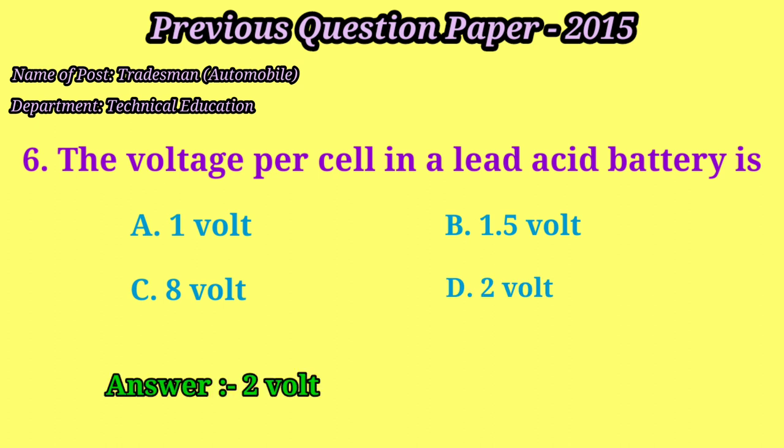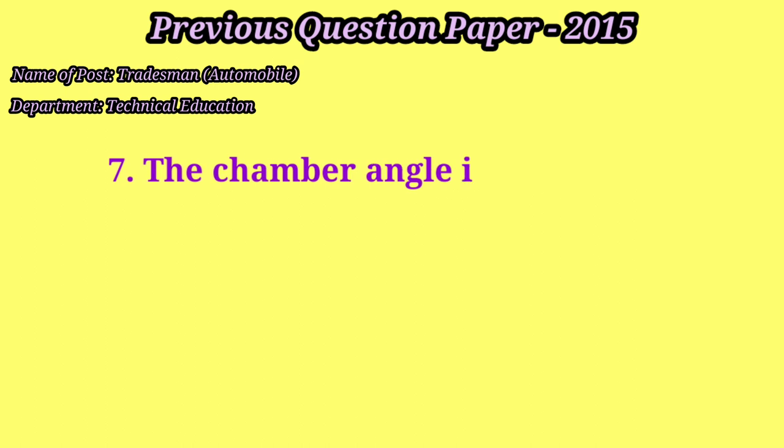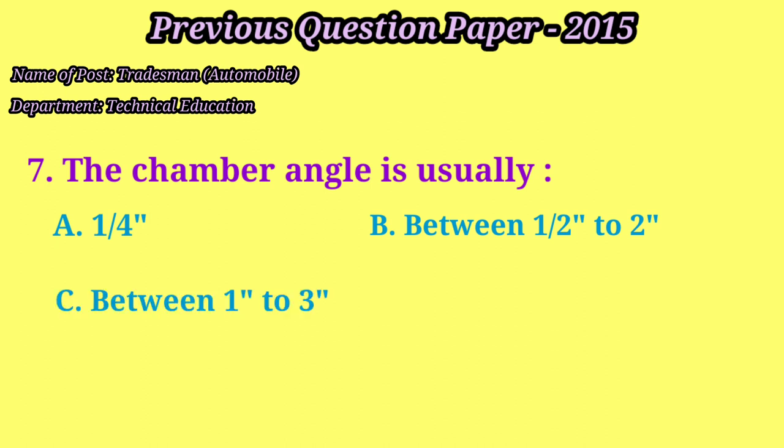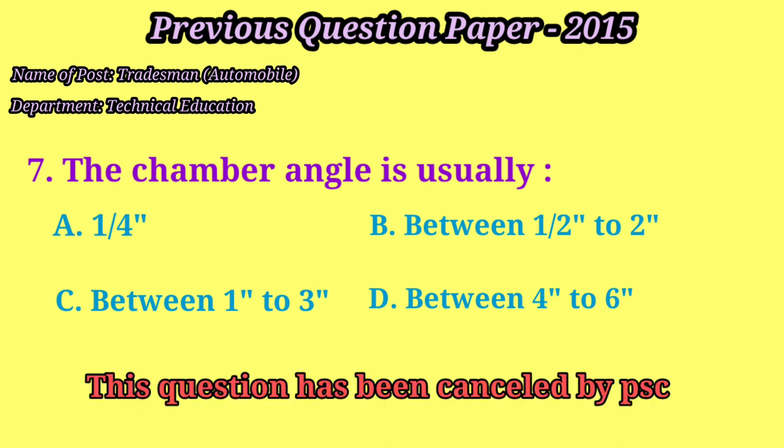Answer: 2 volt. 7. The chamber angle is usually A. 1 quarter. B. Between 1 half to 2. C. Between 1 inch to 3. D. Between 4 inches to 6 inches. This question has been cancelled by PSC.